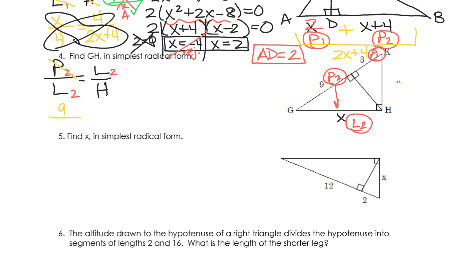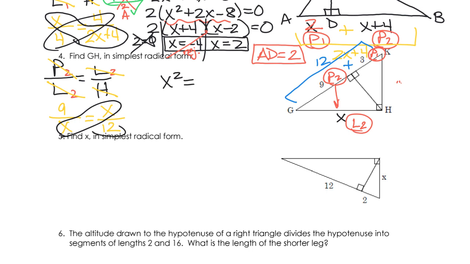Our leg 2 is x, equal to the same leg 2 of x over our whole hypotenuse, which we got to do a little adding in here. If we take our 2 pieces, which are 9 and 3, and we add them together, we get 12. And so now we can go back and replace our hypotenuse with 12. And now we can cross multiply. x times x is x squared, equal to 9 times 12, which is 108. Go ahead and square root both sides.